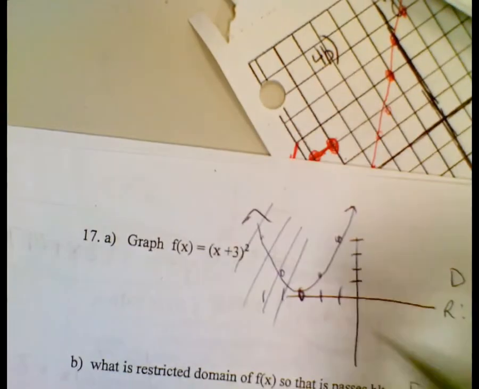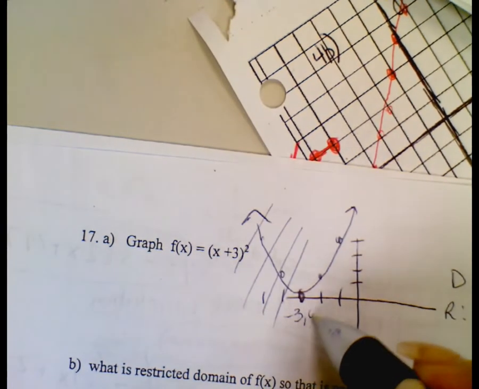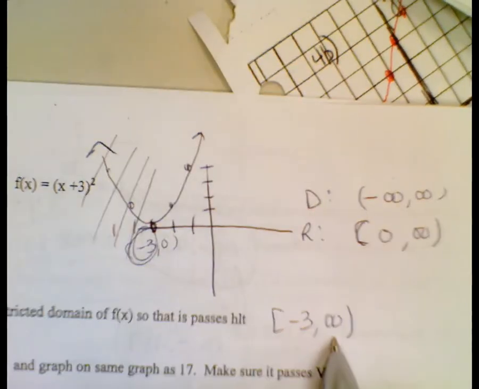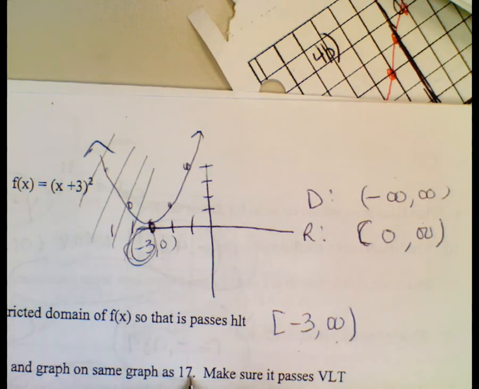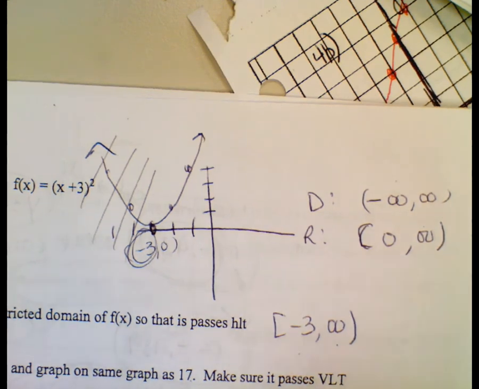Does that make sense? Here's your x. X is -3, so this is -3, 0. So you go from the x coordinate of your vertex, -3, to infinity. So now to find your inverse and to graph it on the same graph, make sure it passes the VLT. All right, so first of all, I think we can go ahead and graph this.